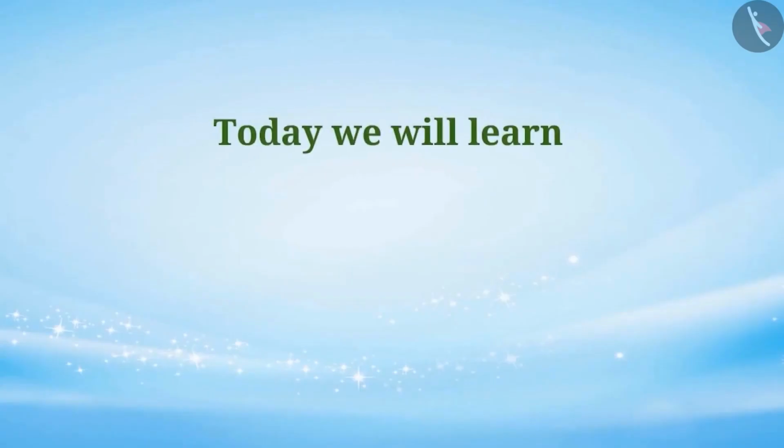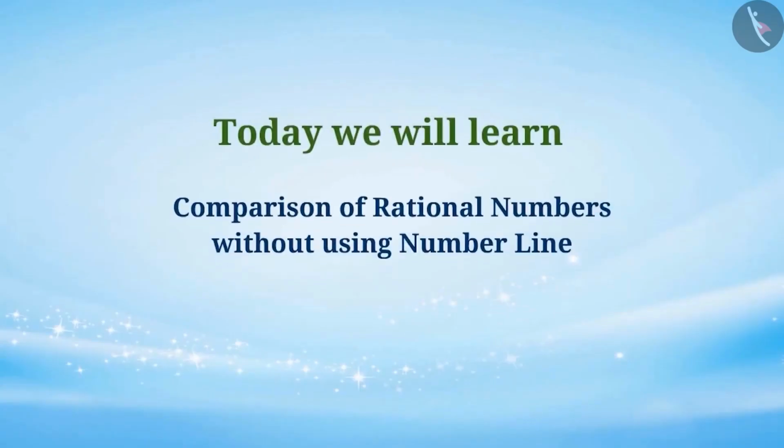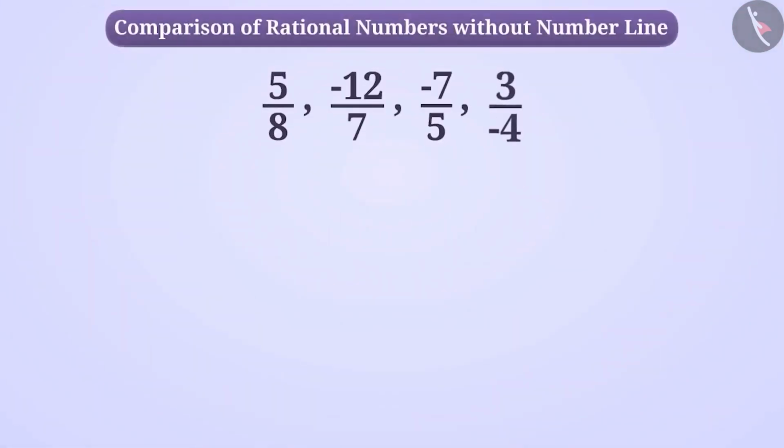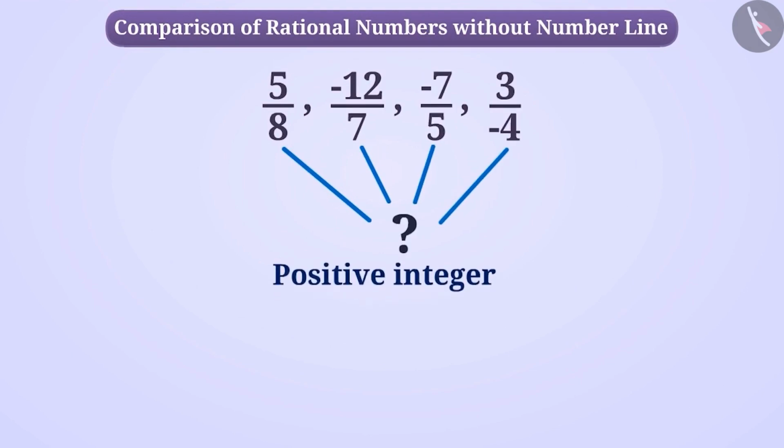Today, we will learn about the comparison of rational numbers without using a number line. We can compare rational numbers even without using the number line. To compare, we first see whether the denominator of a rational number is a positive integer or not.